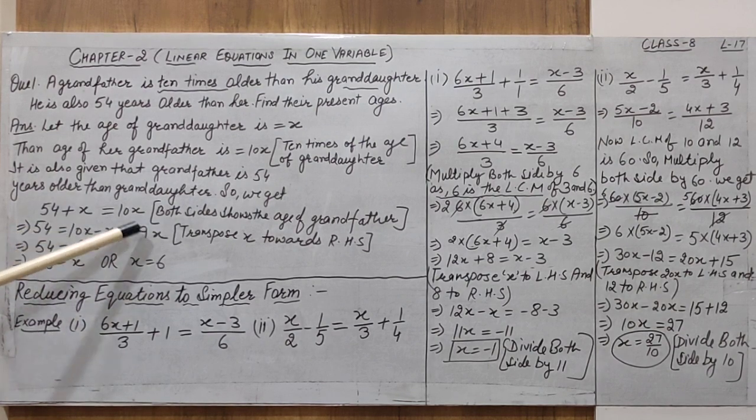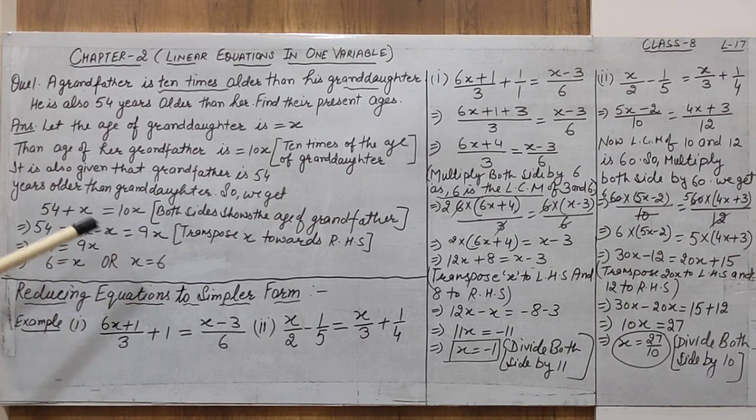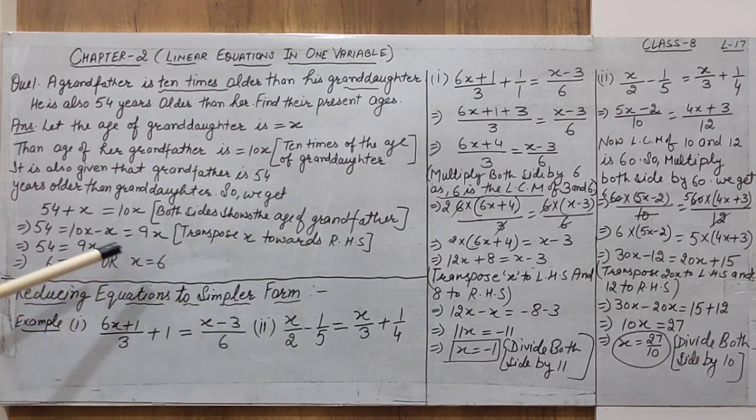Now solve this equation. This is the equation in which there is a variable on both sides and constant also on both sides. Now to solve this equation, what do we have to do? Transpose x towards the right hand side.